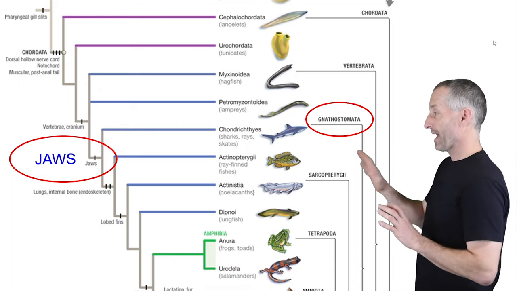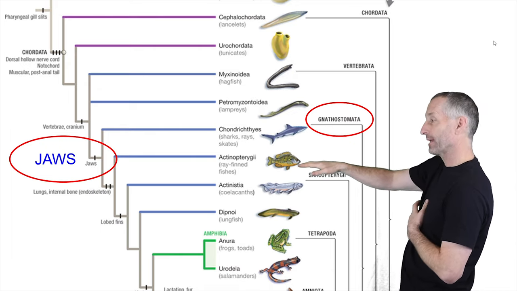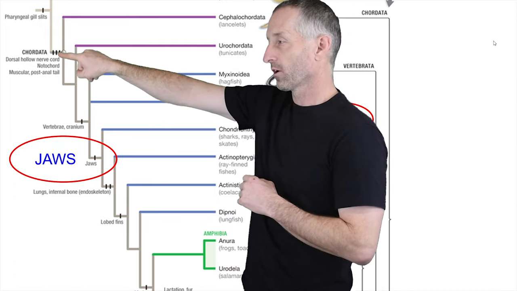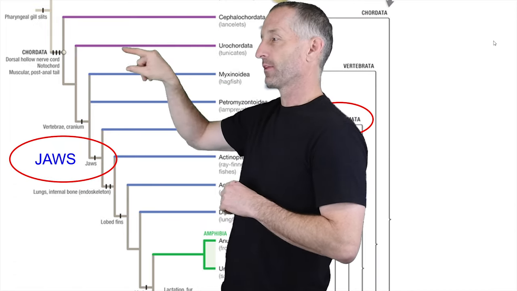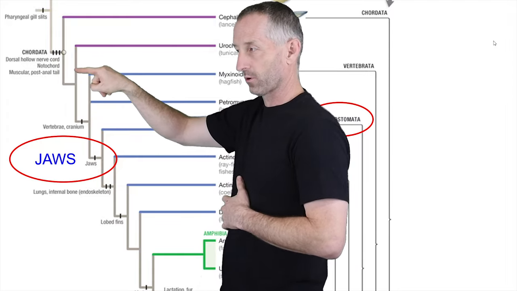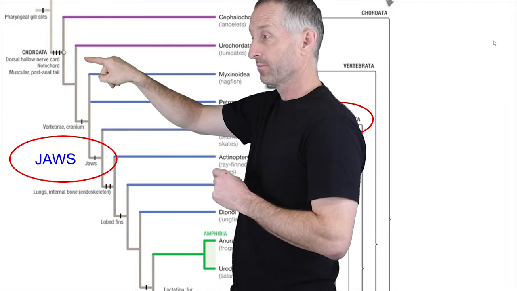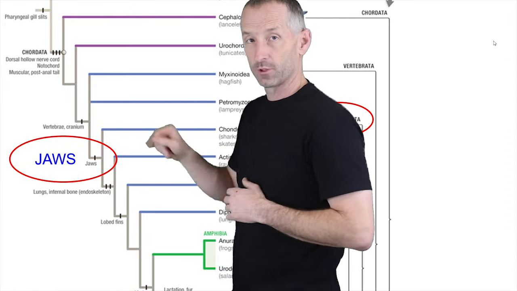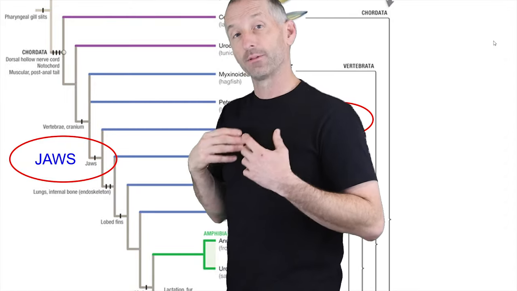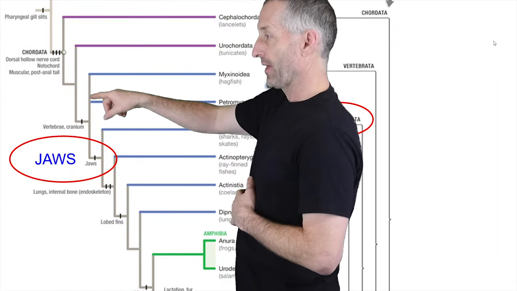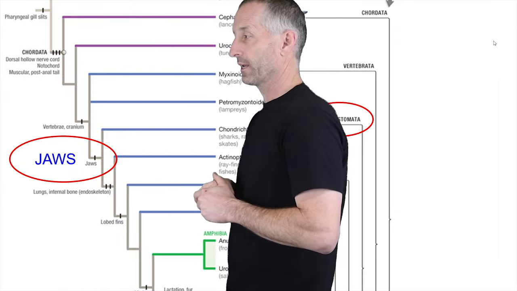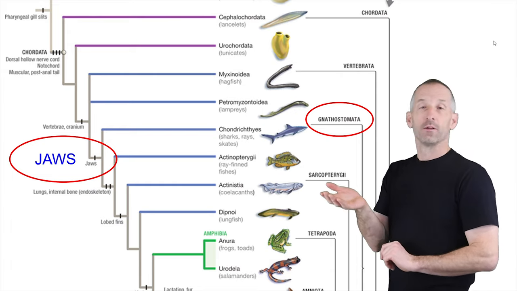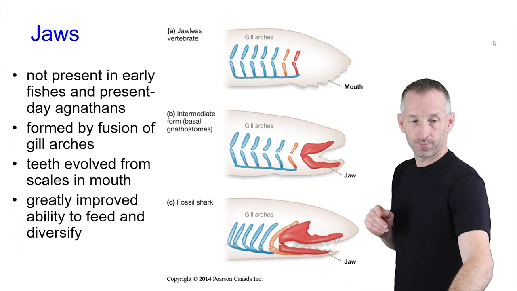Now we're going to go into the gnathostomata, and so everything after that has the evolution of jaws. So you can see that earlier we talked about in chordates, you had the dorsal hollow nerve cord, the notochord, and the muscular postanal tail. And then when you went into the branch that became vertebrates, you have the evolution of the vertebrae and the cranium. And that's in Myxinoidea and Petromyzontoidea. So everything after this with vertebrates is a gnathostome, that is, you have jaws.